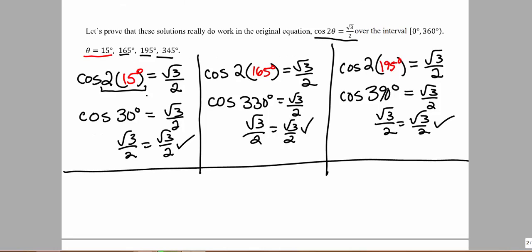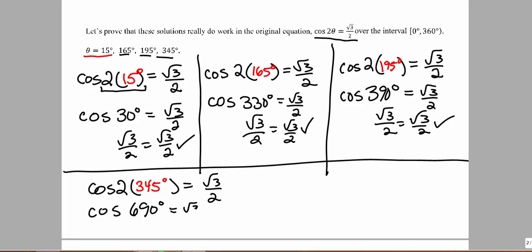And let's look at the last one there. Cosine of 2 times the angle 345 should also give us positive square root of 3 over 2. If we take that value for theta, 345 degrees, and we double it, we get cosine of 690 degrees. And we find a coterminal angle to that, of course. That would be coterminal to 330 degrees. So it comes from quadrant 4. That's our pi over 3, our 30-degree angle family from quadrant 4, which is square root of 3 over 2.